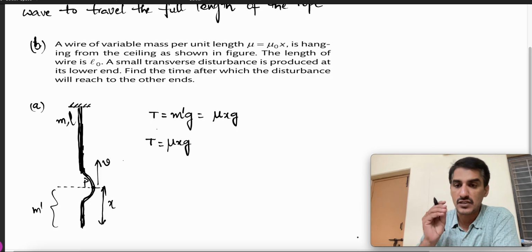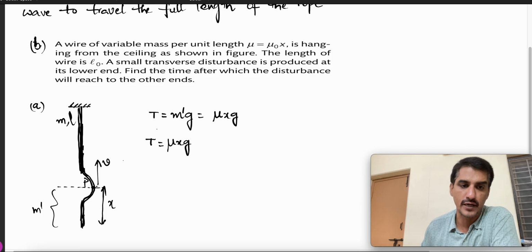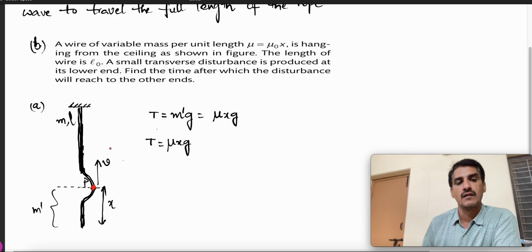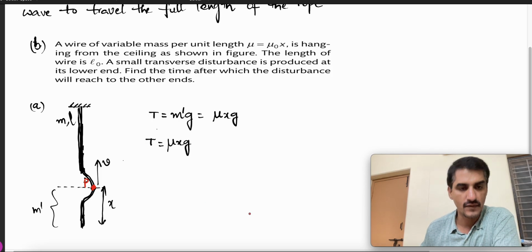Okay, now that much tension will be exerted at point P in that entire rope. Now let me draw that point P, this one. This is that point P.